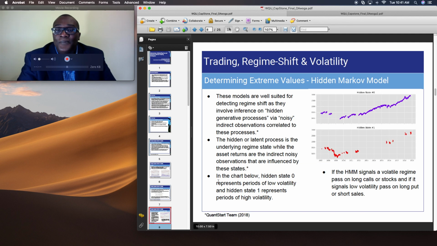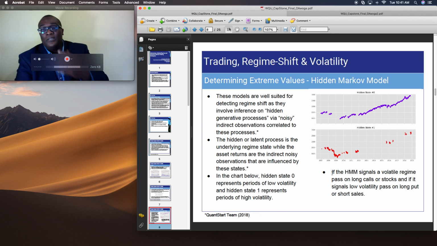The HMM is a Markov type switching model, and it works by going through a time series and generating signals. For example, in the chart on the slide, zero state indicates a low volatility period, while a state with the number 1 is the state with high volatility. So if the HMM signals a volatile regime, pass on long calls or stocks, and if it signals low volatility, pass on long put or short sales.